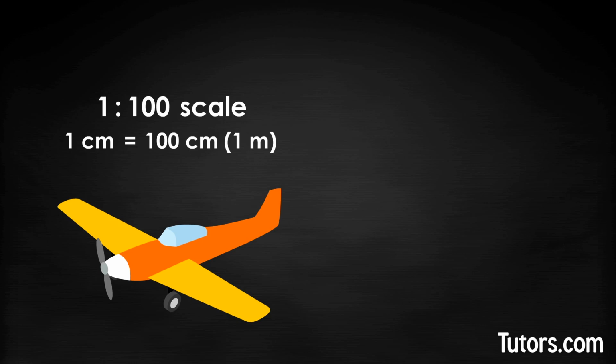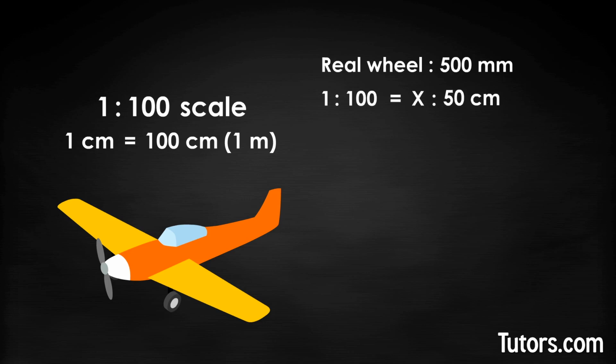You can use proportion to check the accuracy of a model. The real aircraft's wheels should measure 50 centimeters, which is the same as 500 millimeters in diameter. How small should the wheels be on the aircraft model? In other words, what is 1/100th of 50 centimeters? First, let's write out our proportions. 1 to 100 equals x to 50 centimeters. Then let's convert centimeters to millimeters and see what it looks like. 1 to 100 equals x to 500 millimeters.